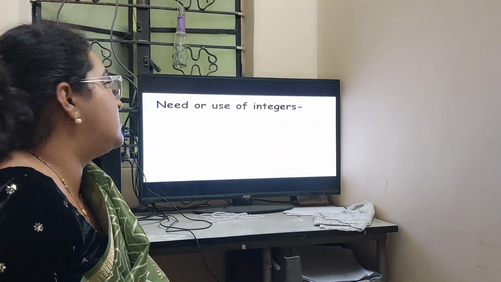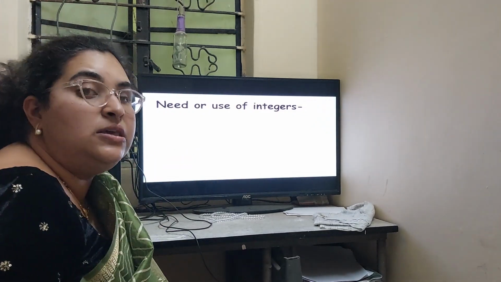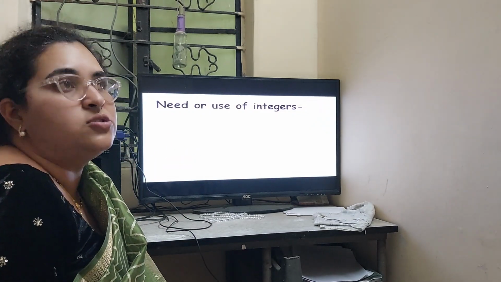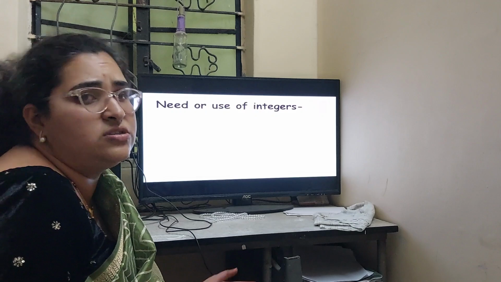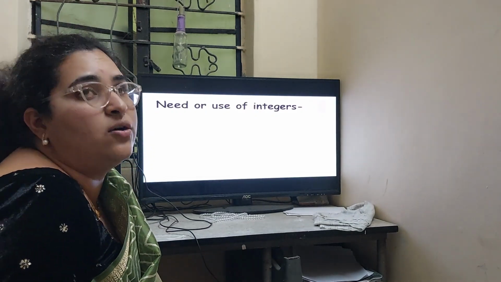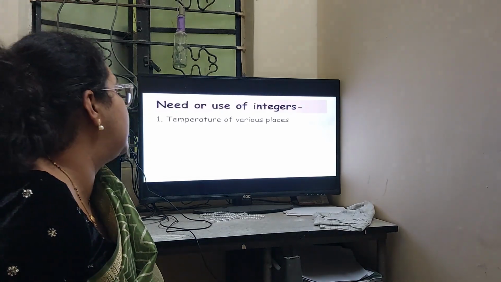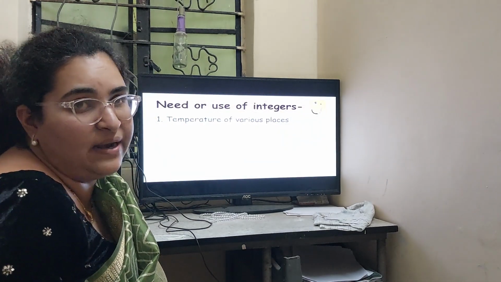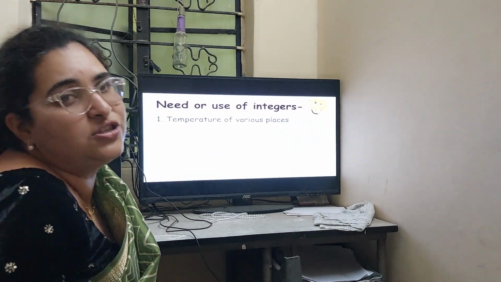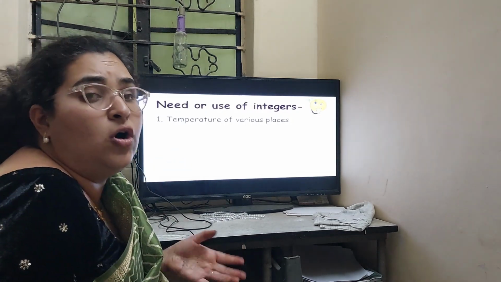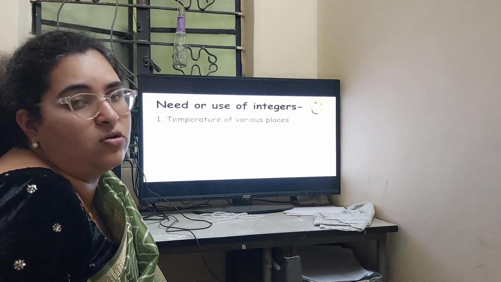So we are going to see the need or the use of these integers. In our day-to-day life, we are using these integers and how we are going to use them, I am going to tell you. Now see here, first thing is temperatures of various places. Here we can see a chart. Now, you all must have seen news. Yes or no? Right.